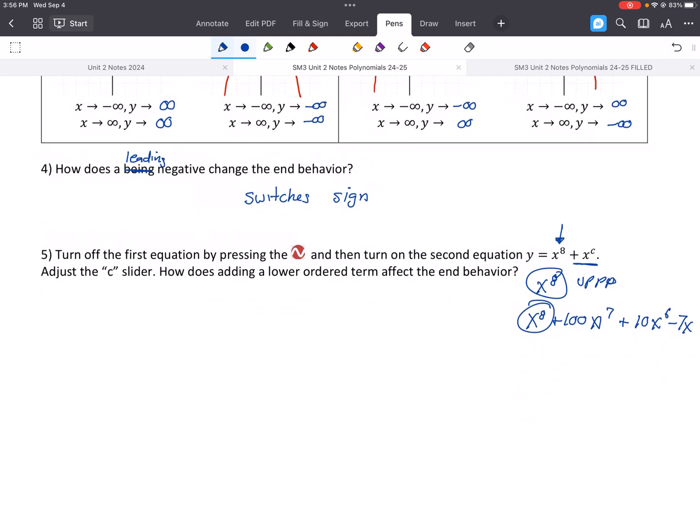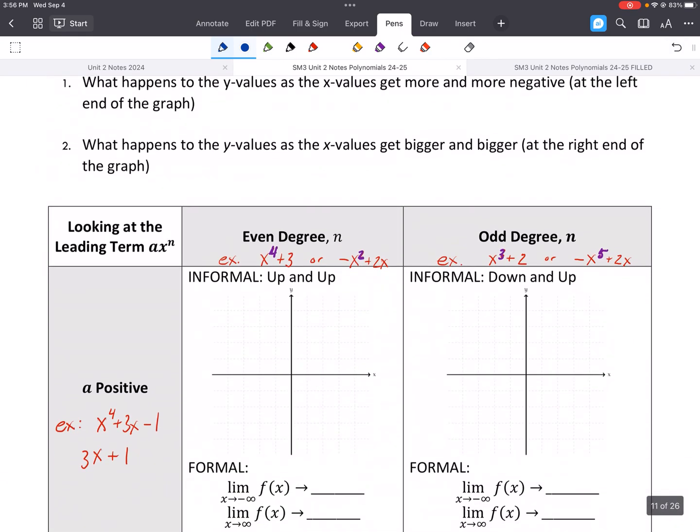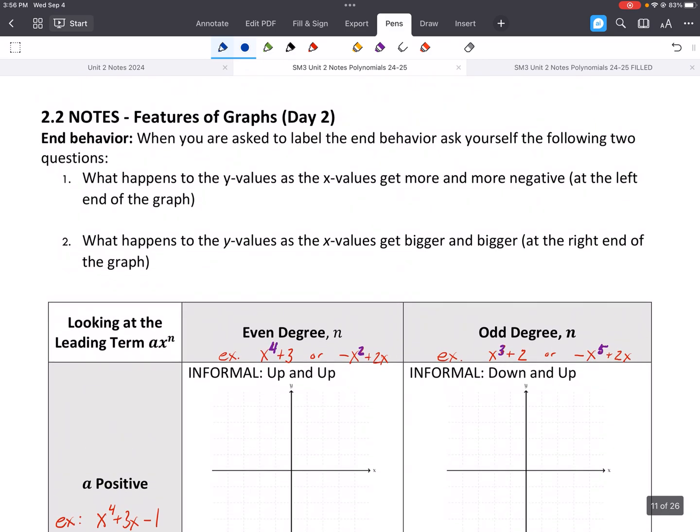All right, so let's bring that all together down here. Again, when you're asked to label the end behavior, ask yourself the following two questions. What happens to the y values as the x values get more and more negative, or to the left, on the graph?